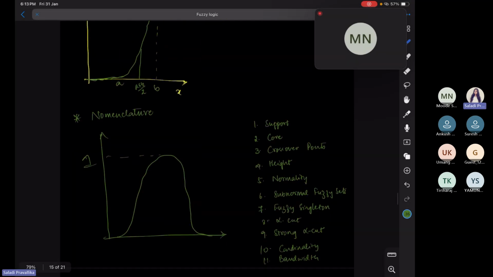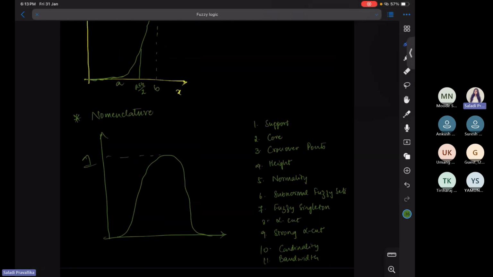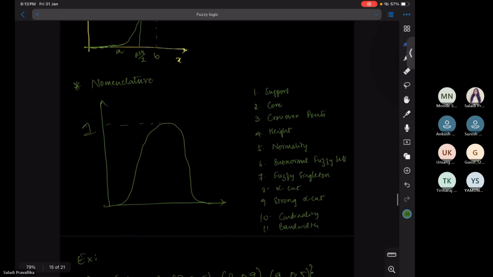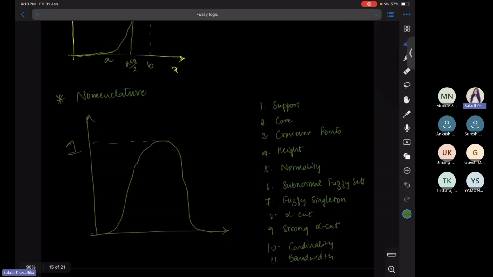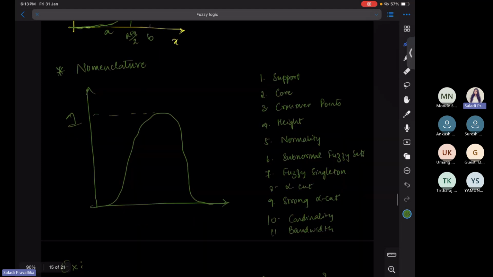So to have a better understanding, we'll also cover the nomenclatures, right? We discussed all different types of nomenclatures, and it does support for crossover points, height, normality, subnormal fuzzy sets, fuzzy singleton, alpha cut, strong alpha cut, cardinality, bandwidth, and all such were discussed.